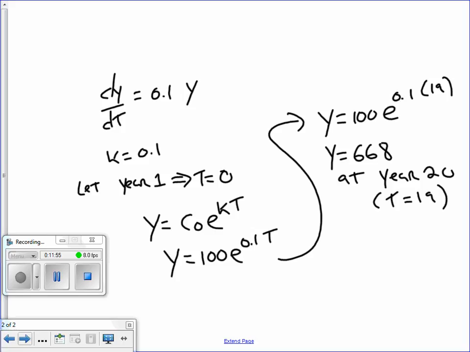How many moose are there at time 100? Type it in. What do you get? What's y of 100? So what's 100 times e to the 10? Some big number, right?